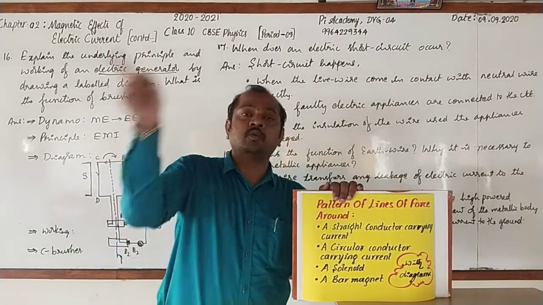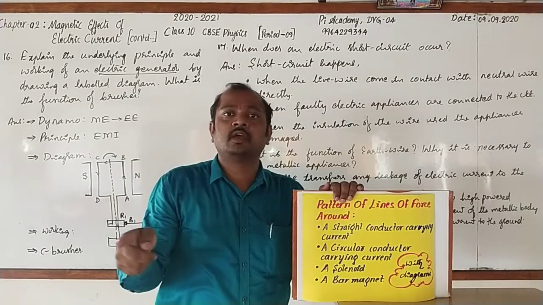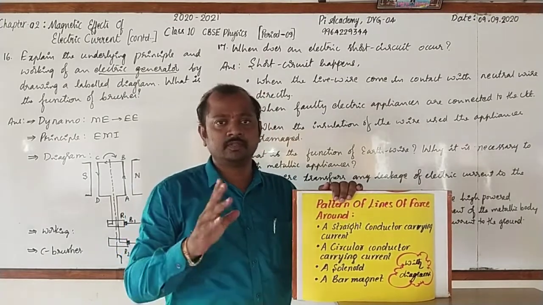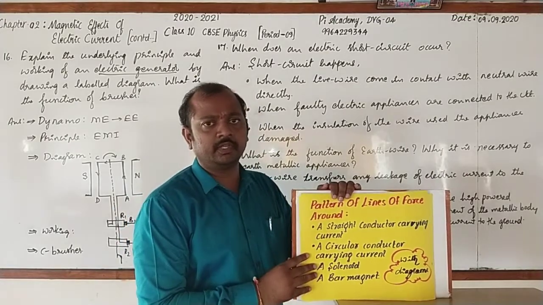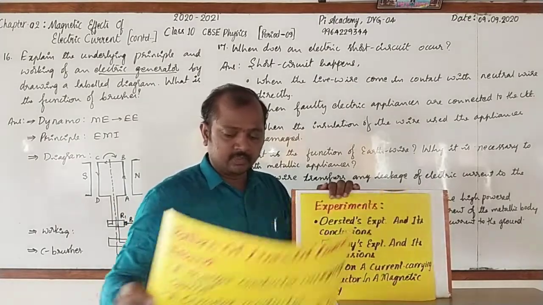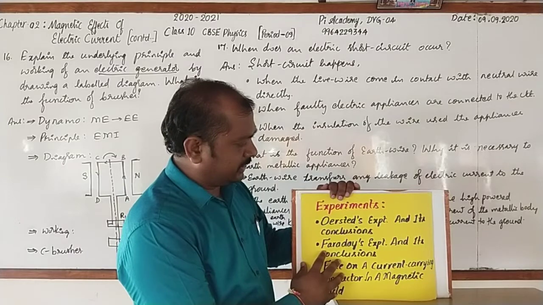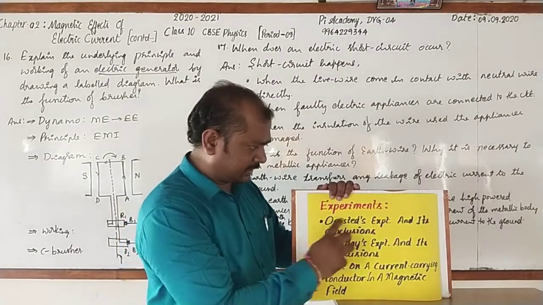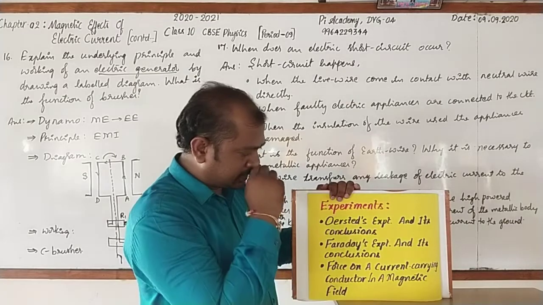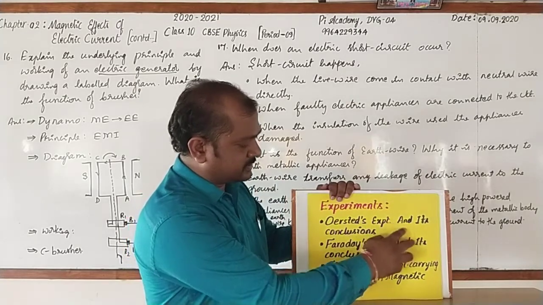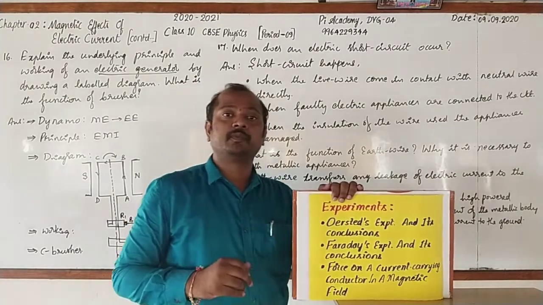Whereas outside the solenoid, it is similar to that around the bar magnet. This is the pattern. Then bar magnet, we have already learned that. Next, let us go for recalling some more important points under that. Some important experiments. The first one is Ørsted's experiment and its conclusion.